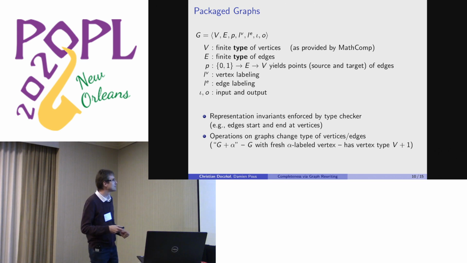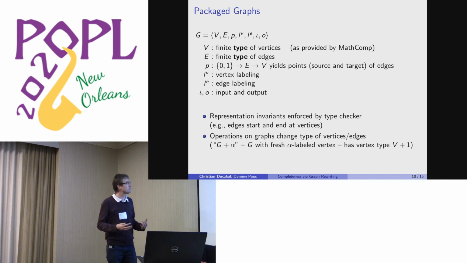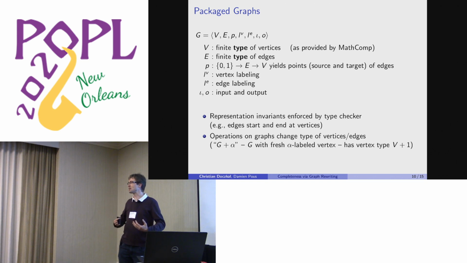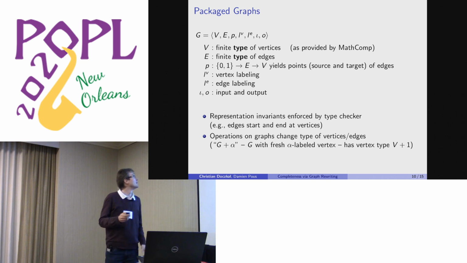The not so nice, well, the double-edged sword part of this representation is that, as Abhishek just said, operations on graphs actually change the underlying type of vertices. So if you add a vertex, then you just have a vertex type B plus unit, because you need an extra element in that type.